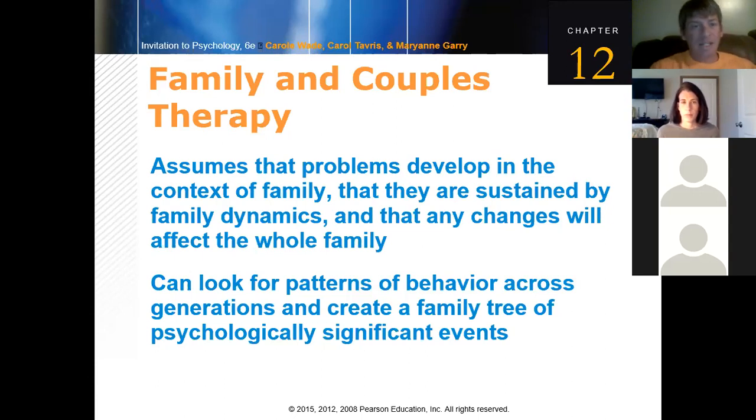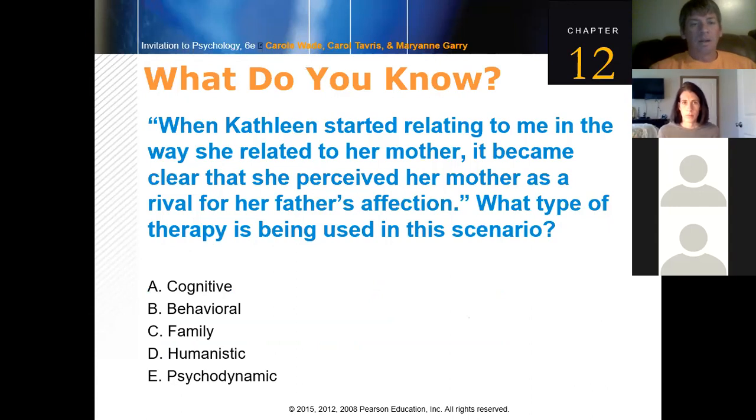So let's continue. We're going to go through a series of questions, so this is going to be kind of like a review. When Kathleen started relating to me in the way she related to her mother, it became clear that she perceived her mother as a rival for her father's affection. What type of therapy is being used in this scenario? In this case, it's an example of transference. The client is transferring their thoughts and feelings onto the therapist.